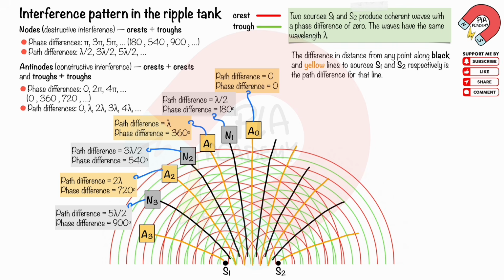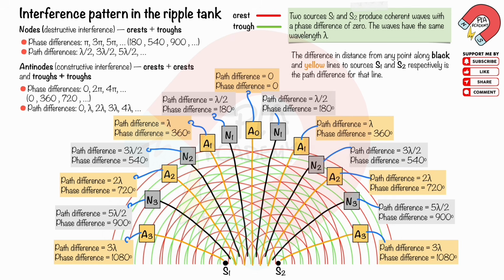The next yellow line marks the third-order antinode A3. At this antinode, the path difference is 3 wavelength and the phase difference is 1080 degrees. This means that the difference in distance from any point on this line to the two sources, S1 and S2, is 3 wavelength. For example, at point G on this line, the distance S1 to G is 2.5 lambda, and the distance S2 to G is 5.5 lambda. This pattern is symmetric about the central yellow line, like this.